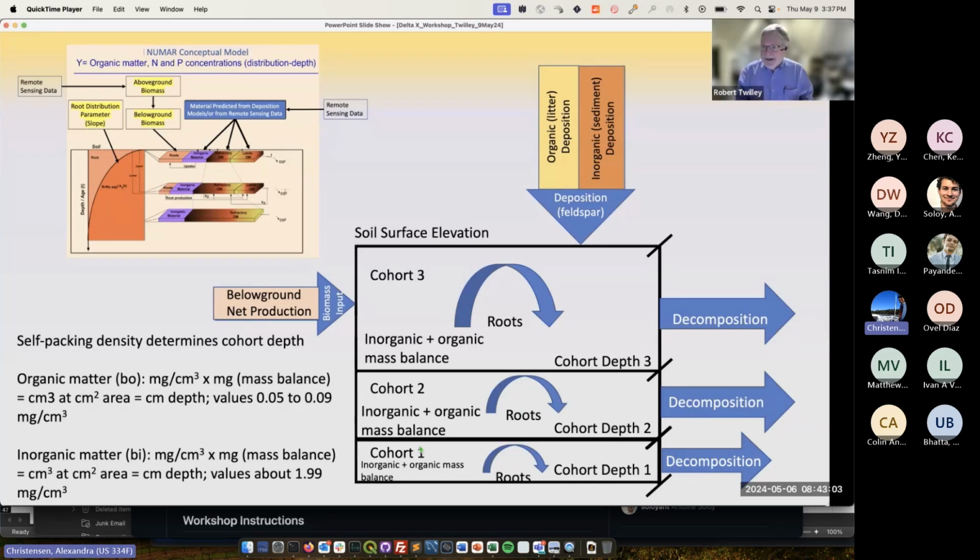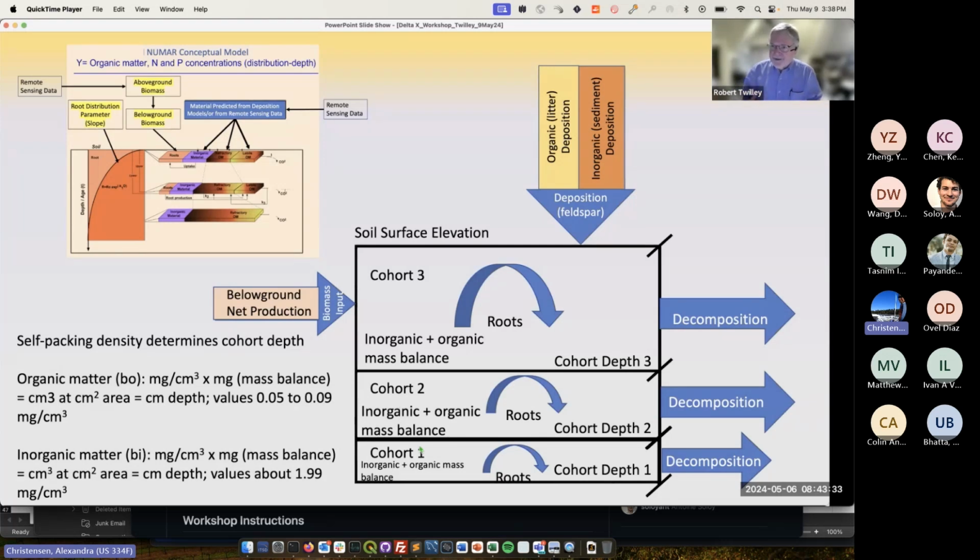Do the same with the organic matter. With a self-packing value in milligrams per cubic centimeter, if we know the mass balance of organic matter in that cohort, then that gives us the cubic centimeters at a 1 centimeter square surface area, and thus that gives us the depth of that cohort due to the organic matter contribution. And so this is how we generate the elevation change. Again, it is based on this mass balance.